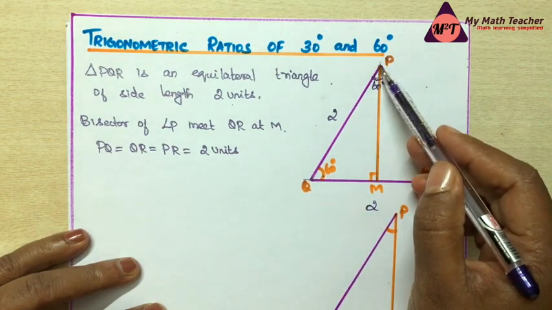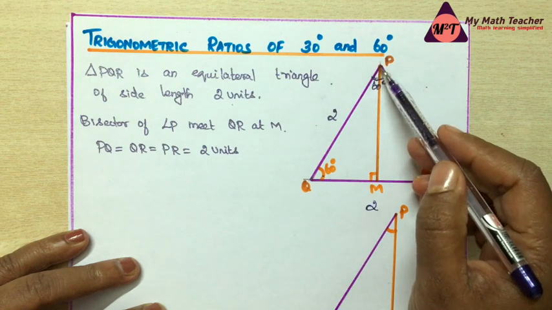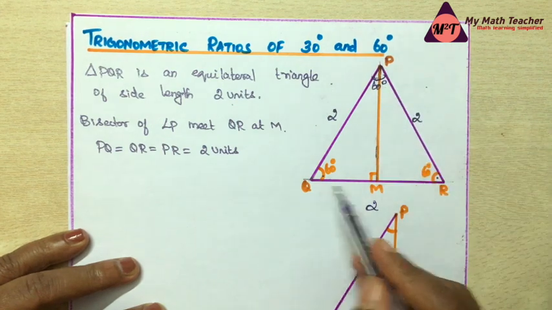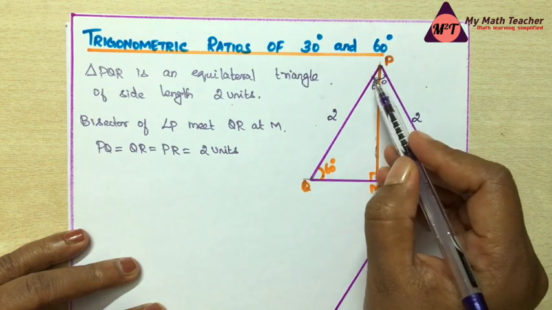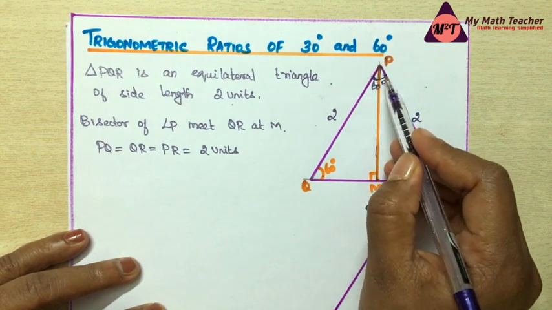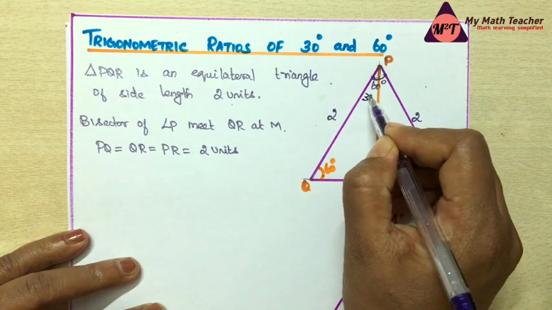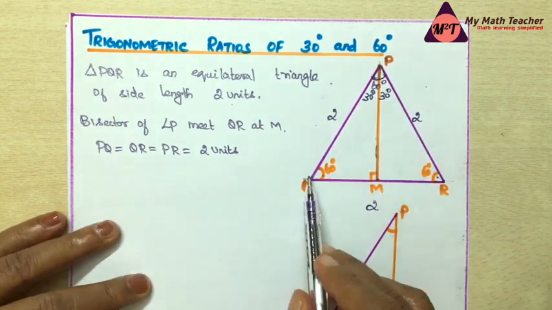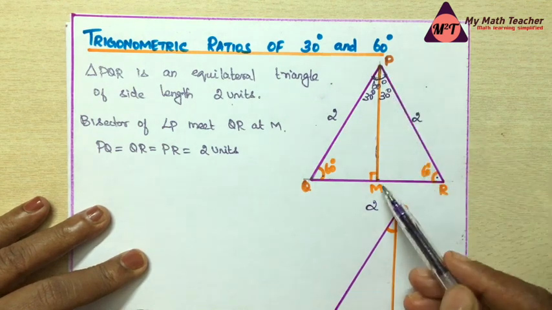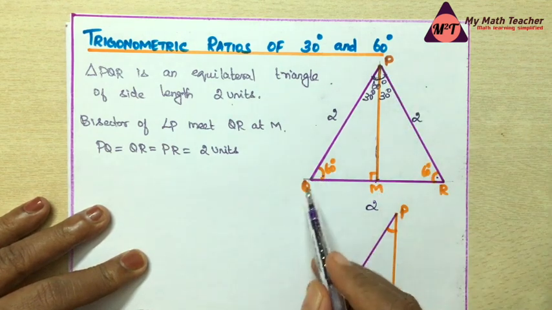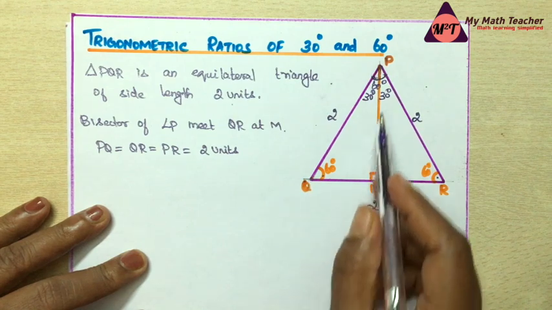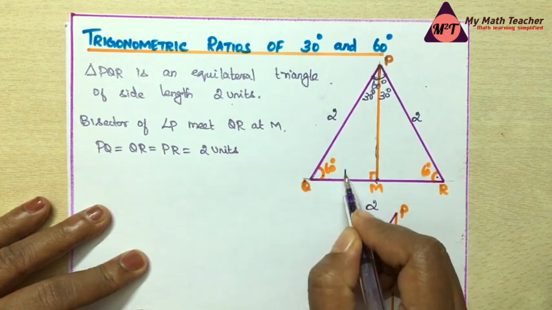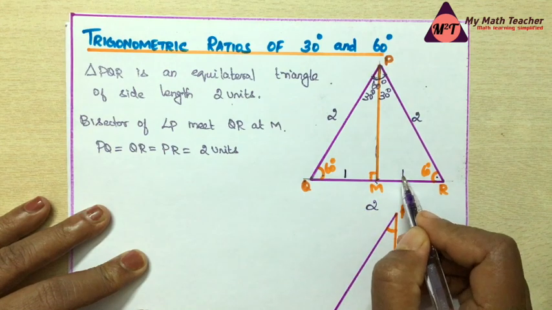From this angle P, when we bisect this angle, we can see the bisector will meet QR at the point M. So when we are bisecting this, 60 degrees will be divided into two equal angles of 30 and 30, like this. When the bisector meets here at point M, what will be QM? Because it is equally dividing this triangle, QM will be 1 and MR will be 1 unit.